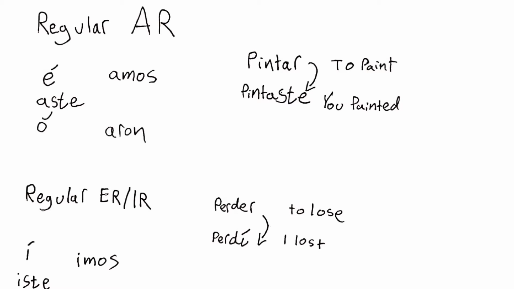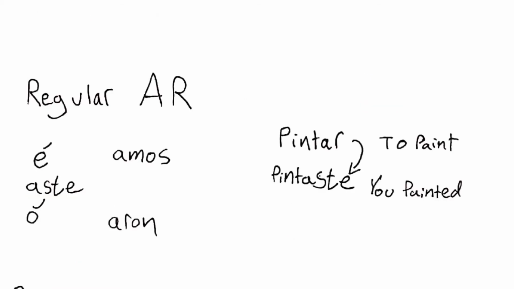For example, I did something, like I ate, I passed, I walked, etc. There are different endings based on how the verb looks. For example, a regular AR verb, which ends in AR, would end in í, aste, ó, amos, or aron. And to conjugate, you take the infinitive, which in English would correspond to "to do something." You take off the AR, and you add the ending.